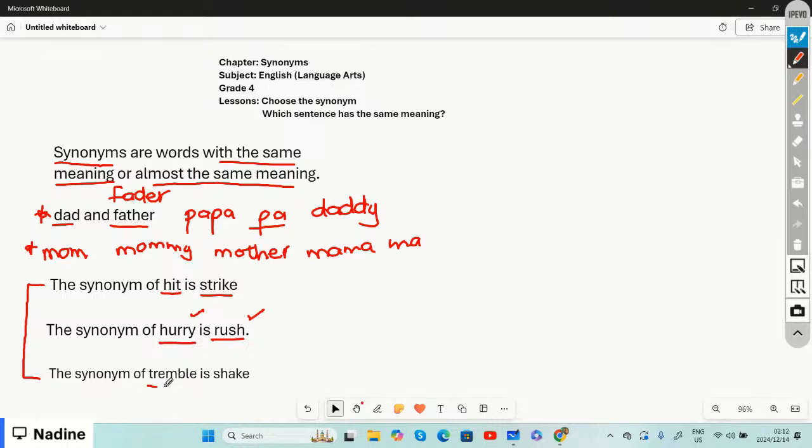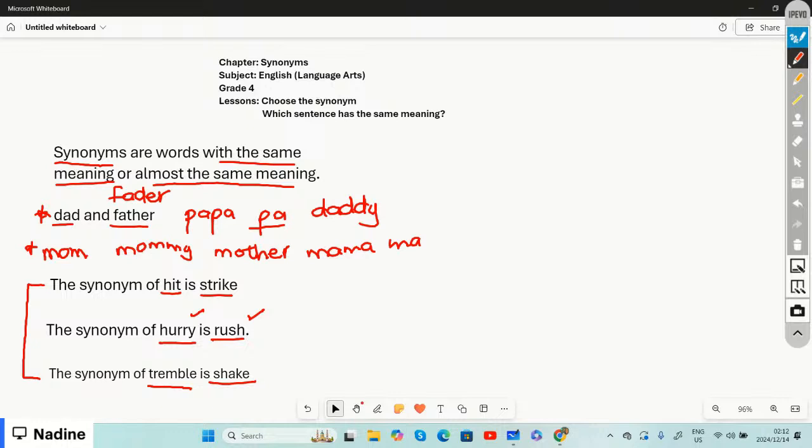Another one is tremble, right? Tremble also means shake. So tremble also means shake, right? So these are but a few examples of synonyms. Now we're going to look at a few more examples of synonyms.